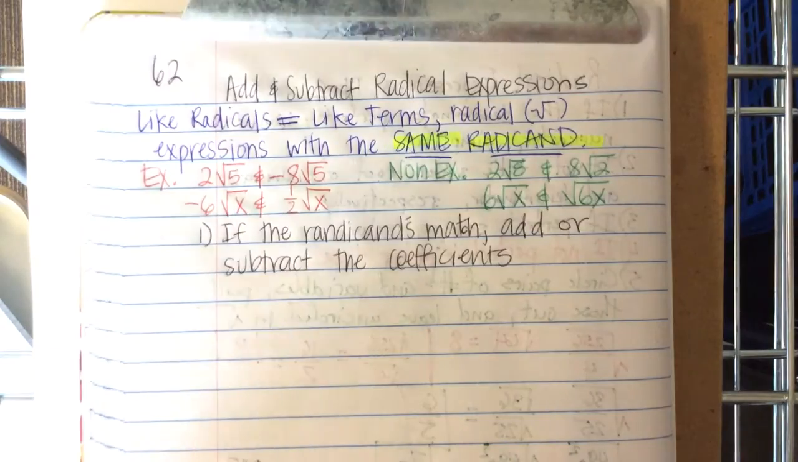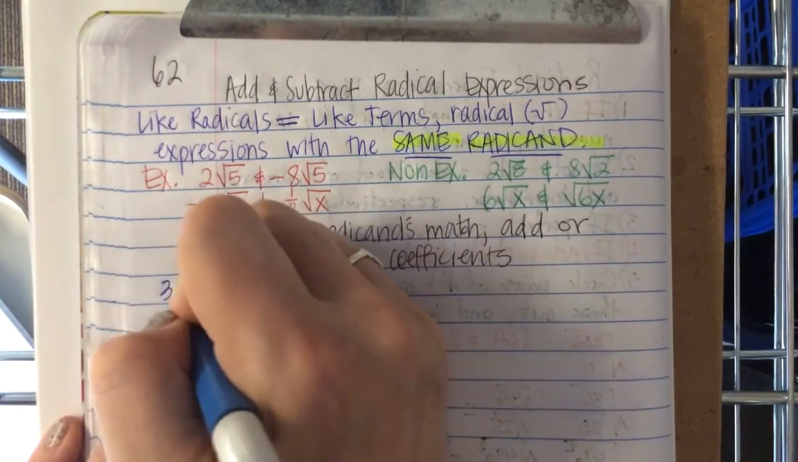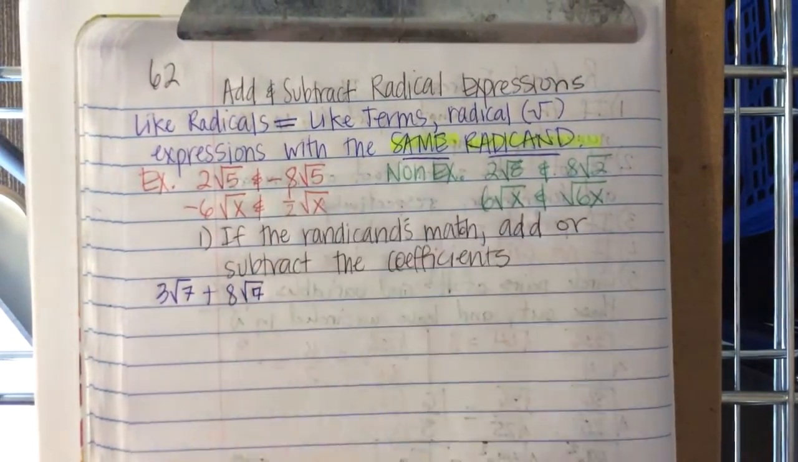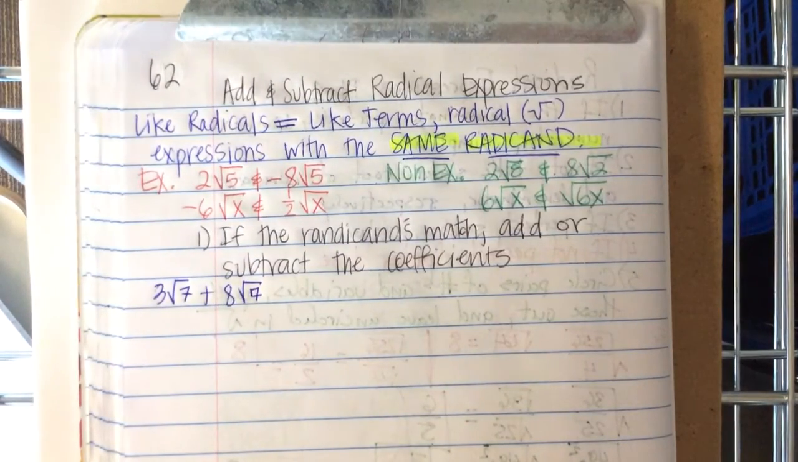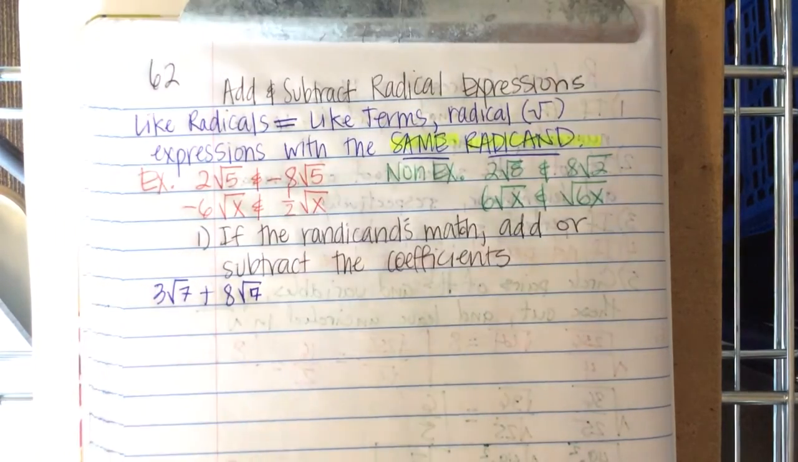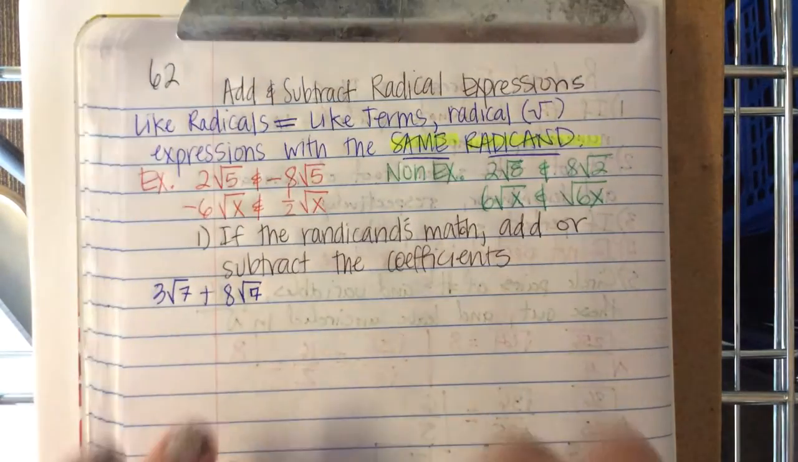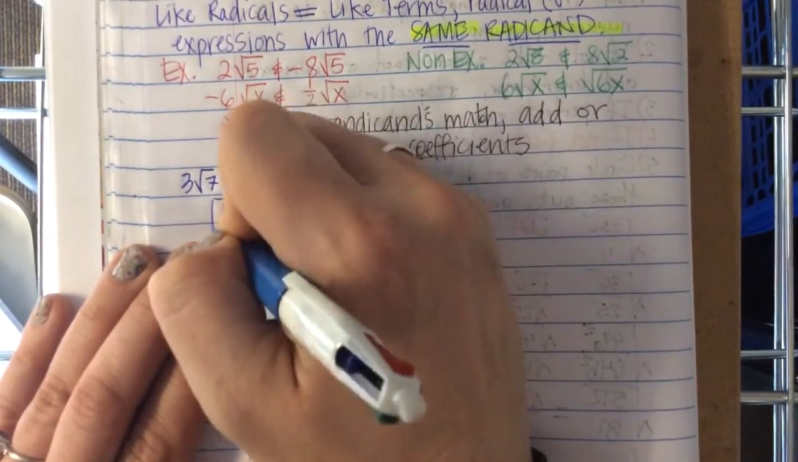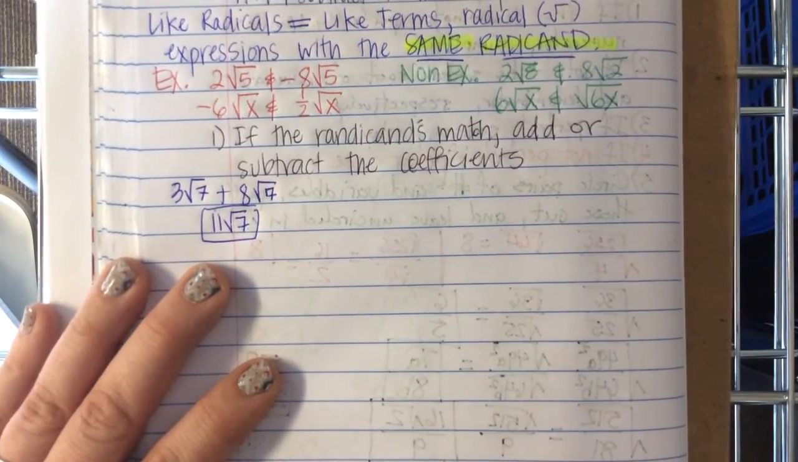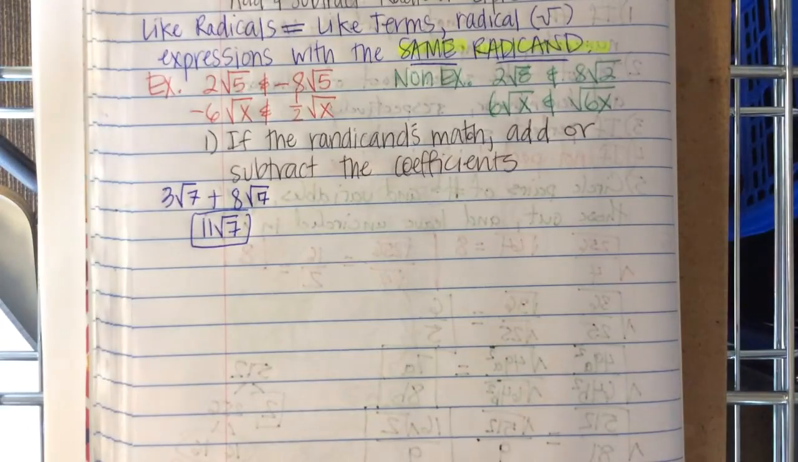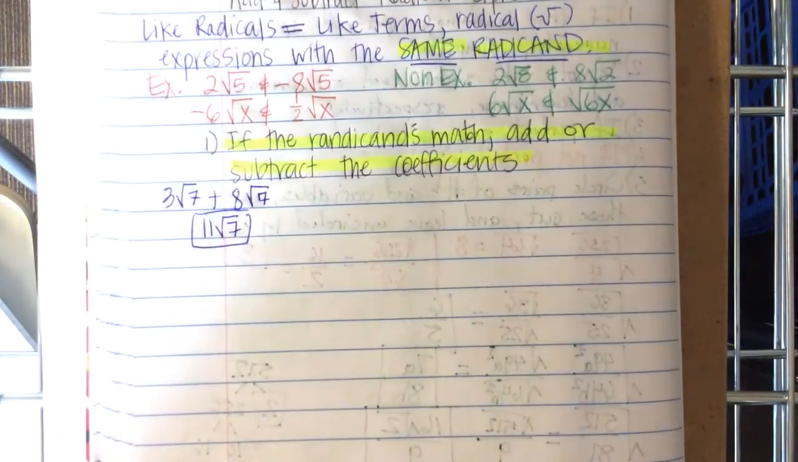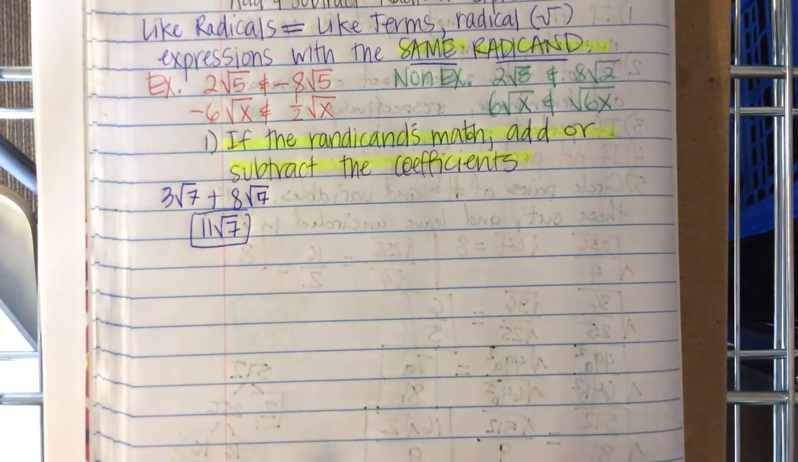You want to try some? No. They're pretty easy. 3 radical 7 plus 8 radical 7. Do those radicands match? Yes. What's the first radicand? 7. What's the second radicand? 7. So they match. They're like radicals, like terms. So 3 radical 7 plus 8 radical 7 is 11 radical 7. And you're done. If the radicands match, add or subtract the coefficients. 3 plus 8, because they have the same radicand.